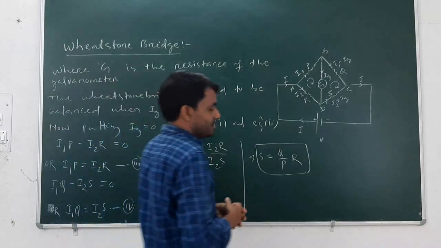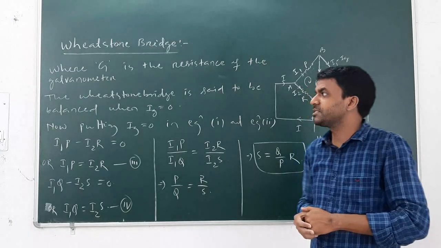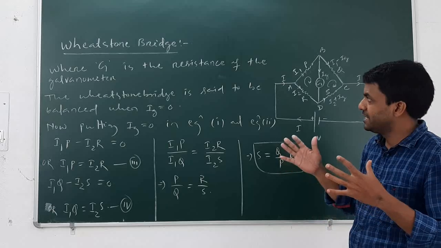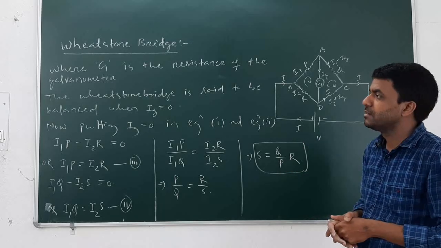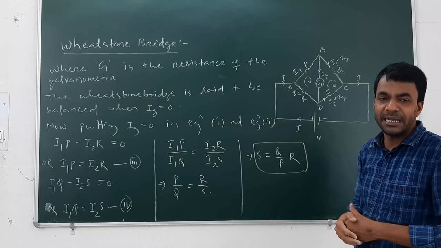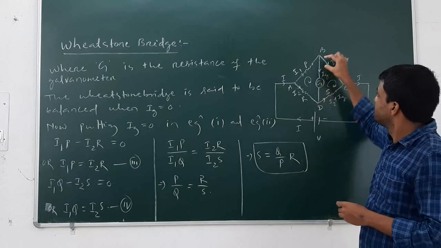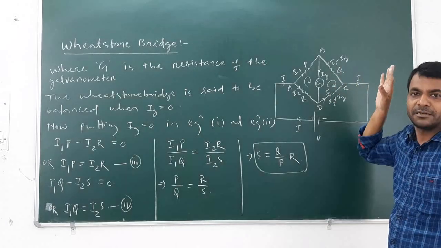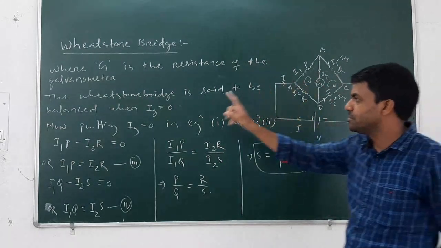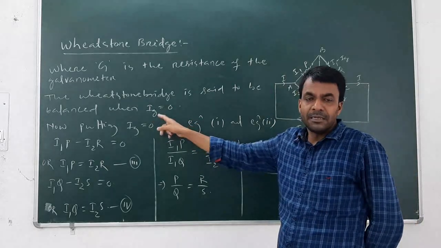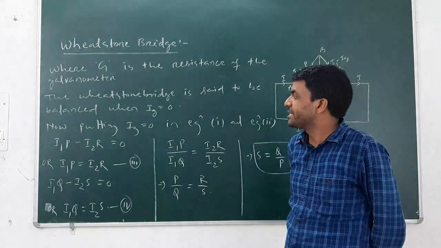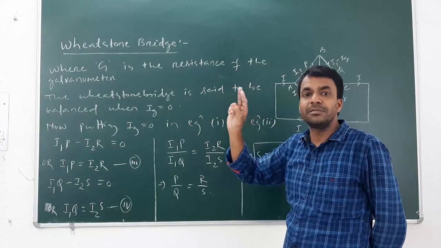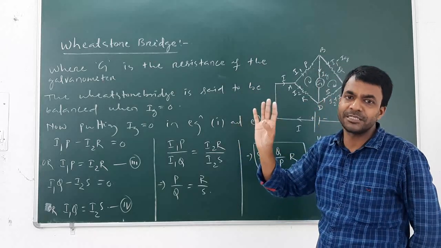Okay, next comes to solve these two equations. I have taken here that capital G is the resistance of the galvanometer, and the Wheatstone bridge is said to be balanced when the potential difference between the terminals B and D is 0, means there is no current in the galvanometer, means Ig is equal to 0. Now I have to take this Ig equal to 0 in the two equations, equation 1 and equation 2.